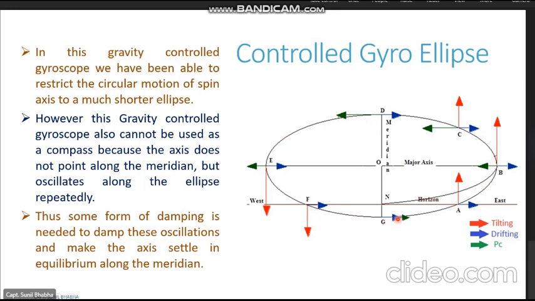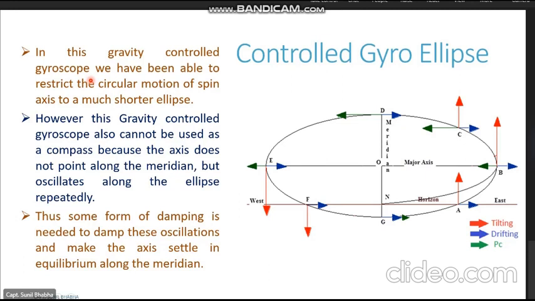The spin axis has attained this stability because of the combination of these three forces. The tilting, drifting, and control precession are balanced in such a way that if you try to disturb the spin axis at any point on this ellipse, sooner or later it is going to come back. As soon as you leave it, it is going to come back to this elliptical motion. So this is now called a gravity controlled gyroscope. In short, it is also called a controlled gyro. In this gravity controlled gyroscope, we have been able to restrict the circular motion of the spin axis to a much shorter ellipse.